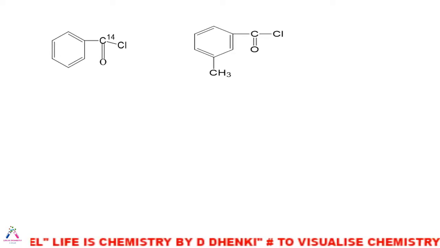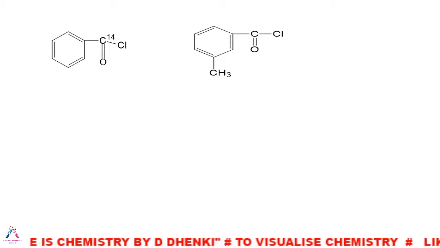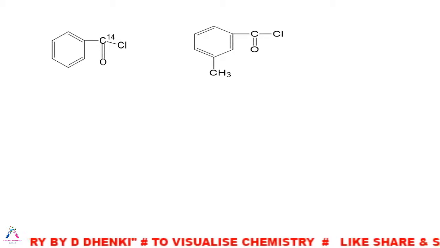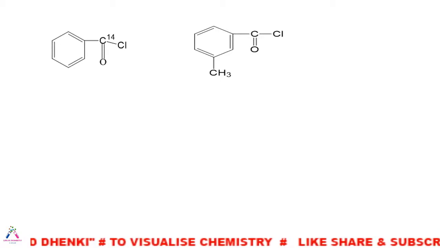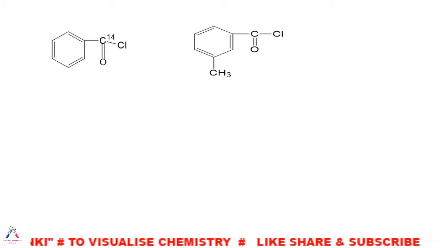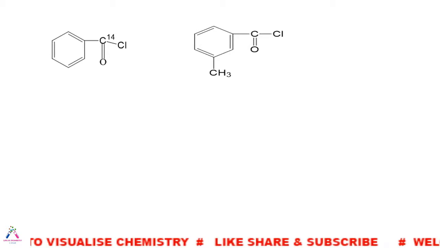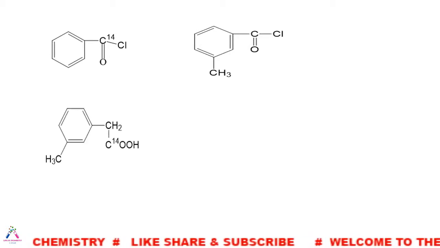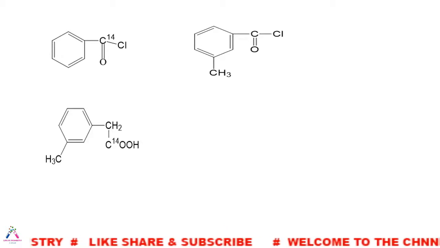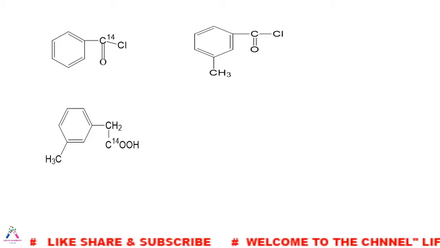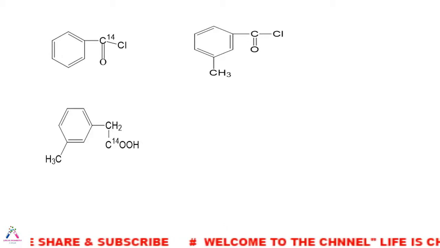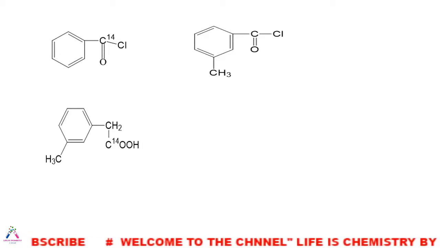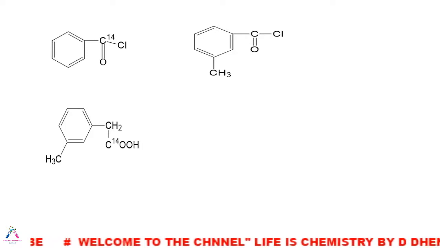Then what should I get? We should get a product with the isotope-labeled carbon attached to the substituted benzene ring. That is, this product should be found. But actually this product is not found, or this product does not form. This is the cross product. So this cross product does not form.